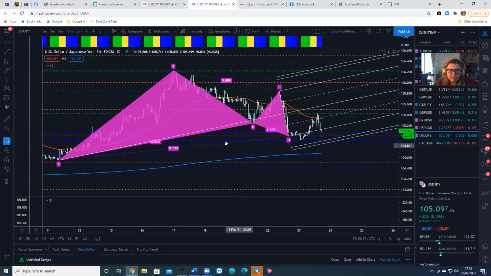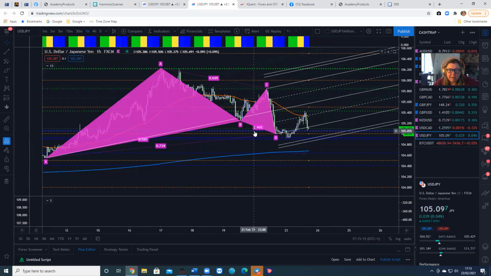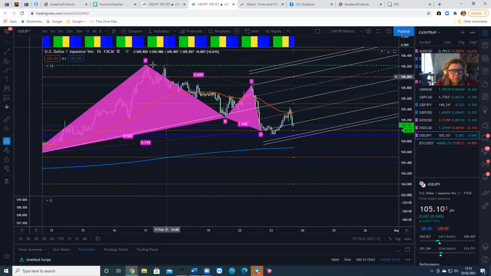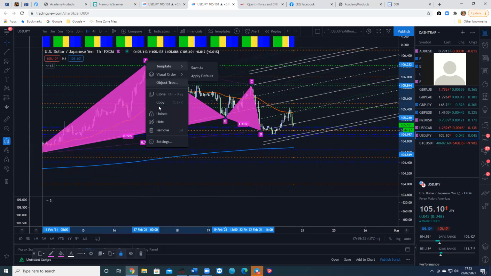So it's a very precise strategy because the scan itself, you don't have to have the pink color, it's the pitchfork that counts. The pink color just shows you the shape, but the scan has Fibonacci built into it, and the pitchfork has Fibonacci built into it. So what I'm going to do is just now hide.